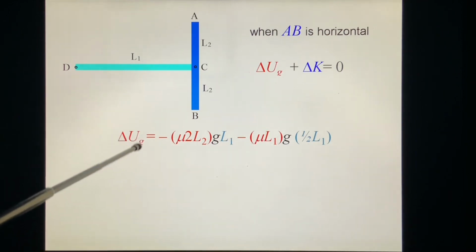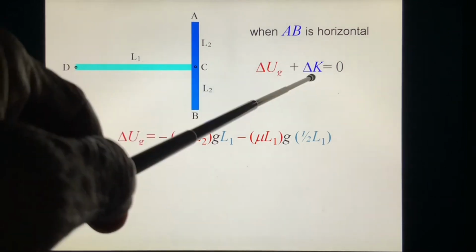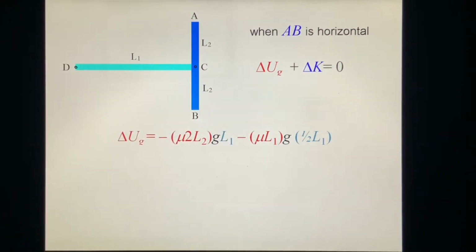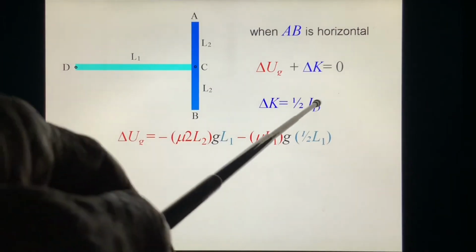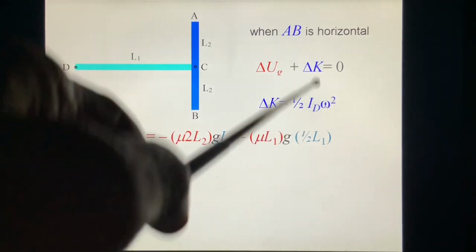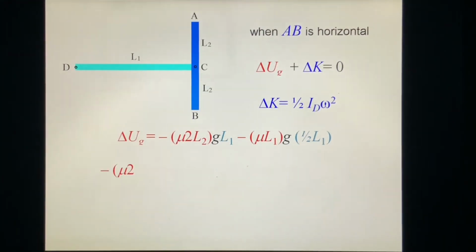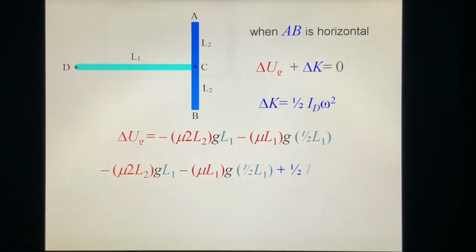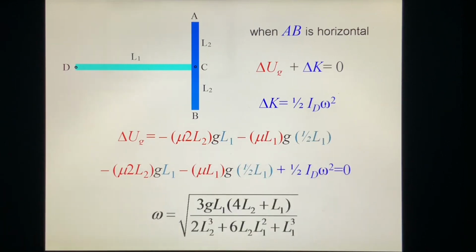This is delta U. Delta K is easy. It is originally 0, so delta K is half I_D omega squared. We just put I_D inside. We get this one plus this one equal to 0. And then we can find omega very easily. Okay. That's it.